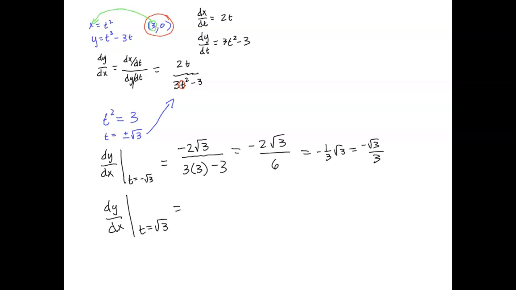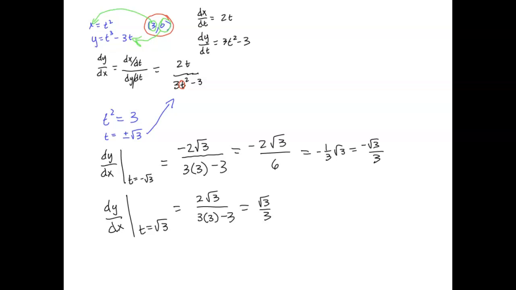And that's going to be positive 2 root 3 over 3 times 3 minus 3, which just gives us positive root 3 over 3. So one thing I'll point out, we used the x coordinate to solve for t. We could have just as easily used the y coordinate, right?